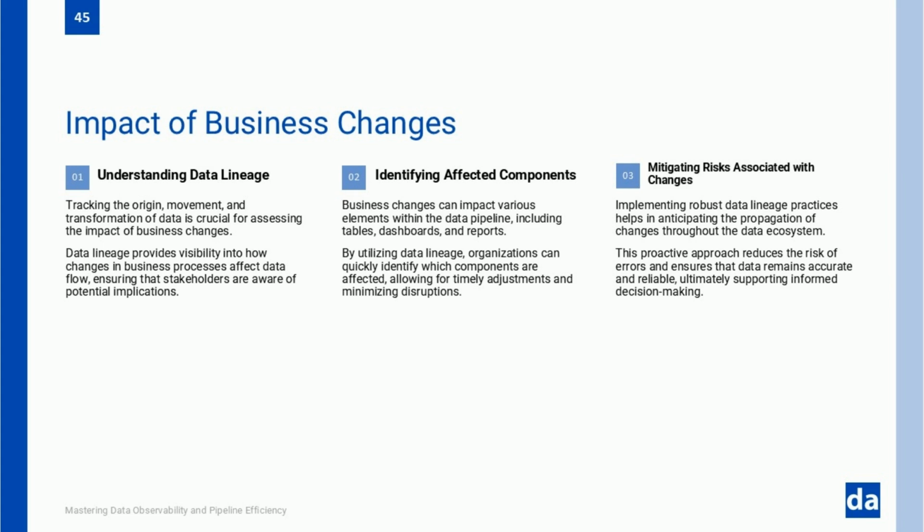Let's face it, business changes are as inevitable as Monday mornings. Whether it's a new product launch, a shift in market demand, or an organizational restructuring, these changes ripple through your data ecosystem like a stone tossed into a pond. But what if you could map those ripples, predict their path, and minimize their impact? Enter the power of data lineage.